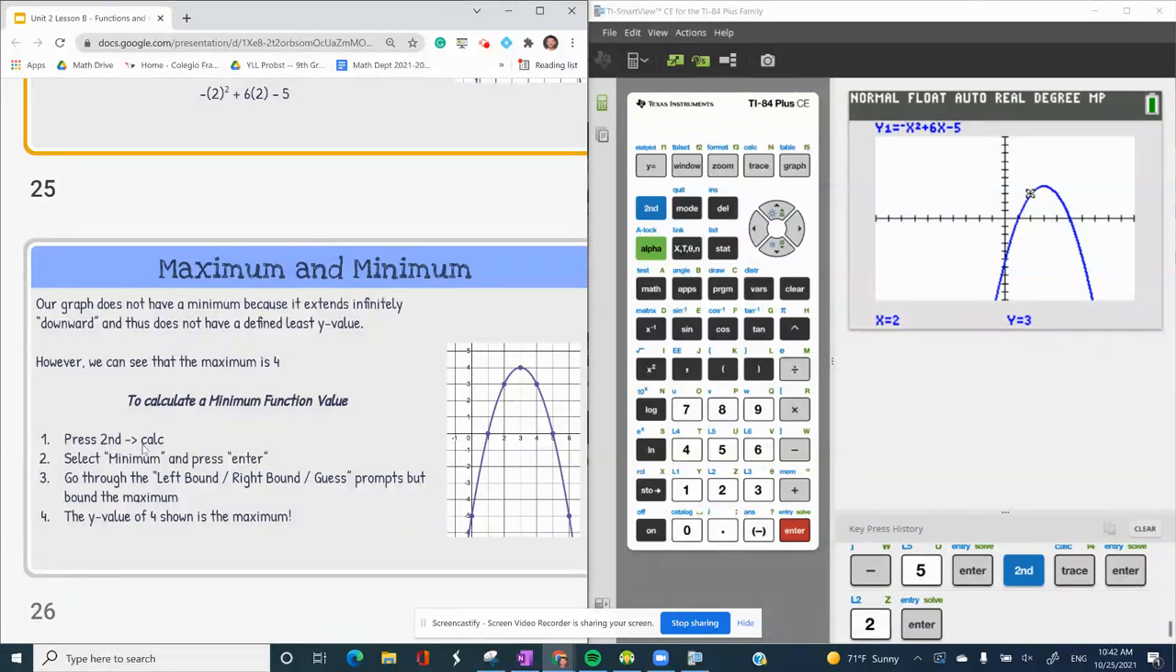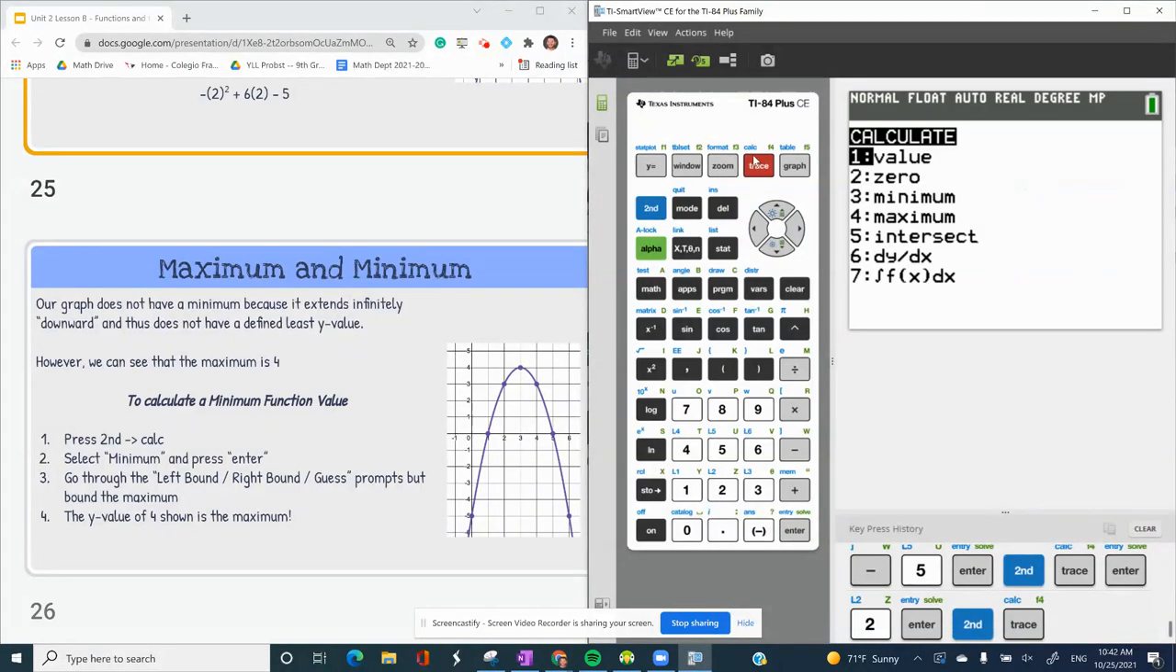So to calculate a minimum or a maximum function value, we're going to hit second calc, and we could choose minimum, but for this particular problem, we're going to want to hit maximum instead. So we'll go to second calc. Again, we have the second button. We go up to calc and click that. And then we're actually going to go down, not minimum. We're actually going to find the maximum because there's clearly a top of this function. So we'll select maximum, enter.